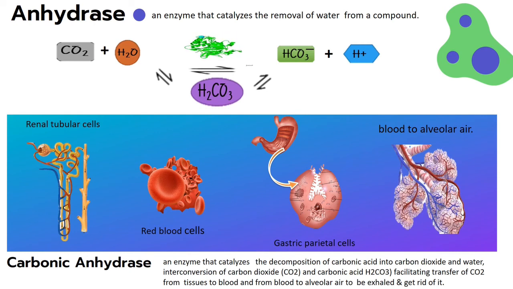This carbonic acid and the carbonic anhydrase can both be found in the following body structures. Number one, in the kidney, particularly in the renal tubular cell. This can be found also in the red blood cell. The carbonic anhydrase and the carbonic acid can be found also in the gastric mucosa, particularly in the gastric parietal cell. And finally, this is also present in the respiratory system, the alveolar sac.